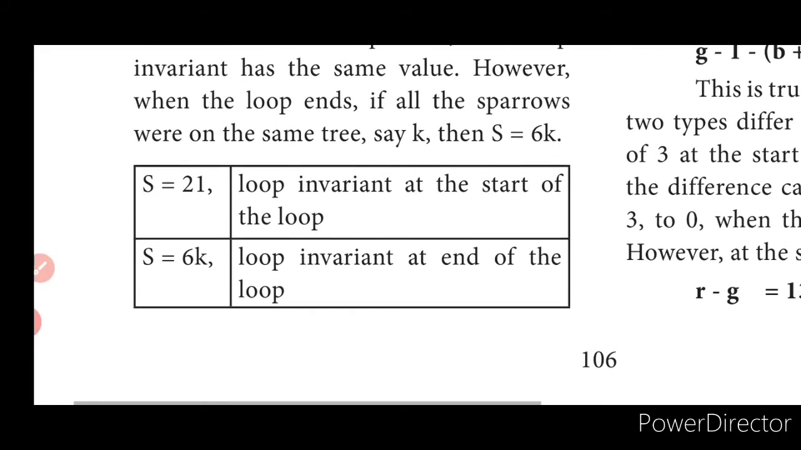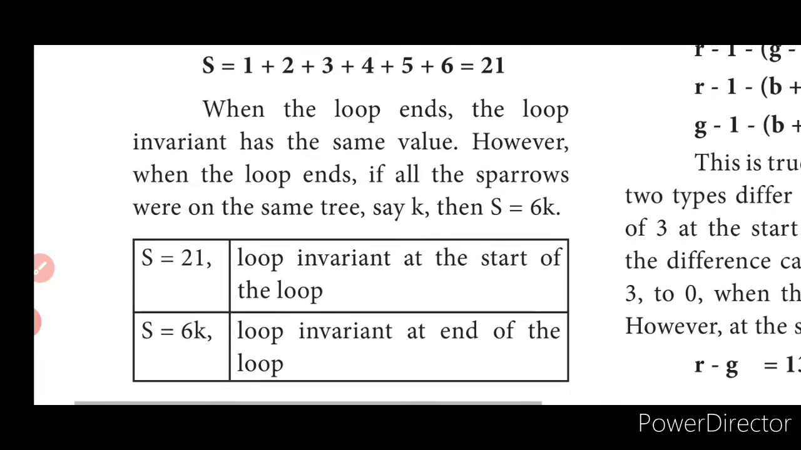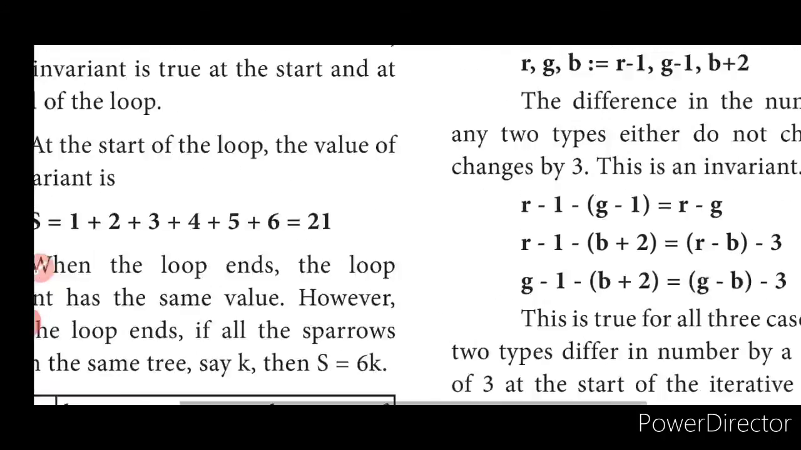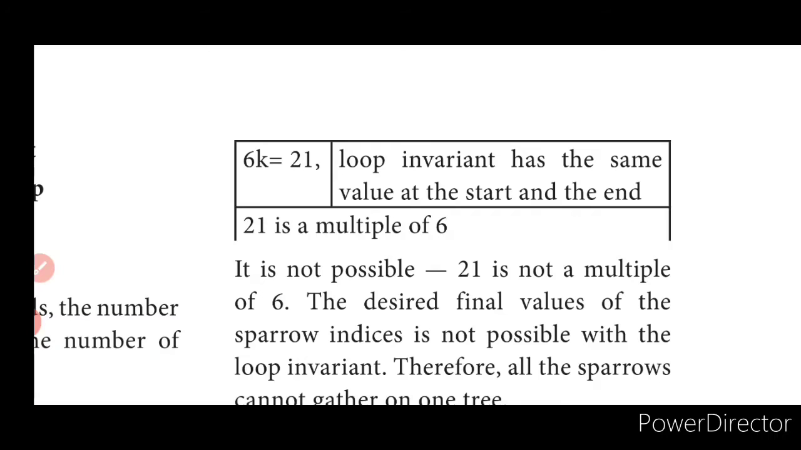Let me repeat. The sum was 21. And if they are going to reach the same tree, the tree they are going to choose is going to be represented as k. So how many birds are going to go and sit there? 6 birds are going to sit there. So 6 into k will be the sum of all the birds' indices. Now, how can we represent that? 6k is equal to 21. k is equal to 21 by 6.